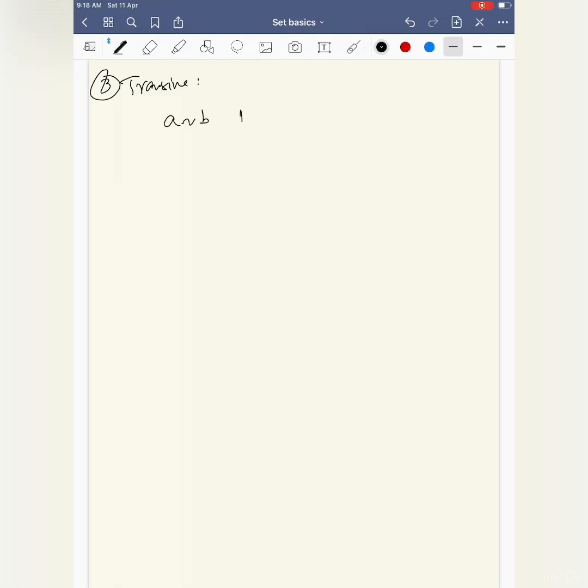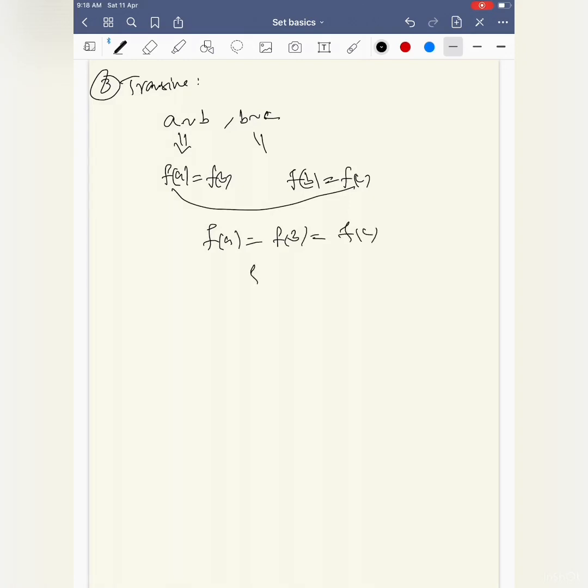How? A is related to B and B is related to C. That means from the first I can write f of A equals f of B, and from the second f of B equals f of C. So f of A equals f of B equals f of C. But all I wanted was f of A equals f of C. So it's clear that A is related to C. So transitivity is also done.